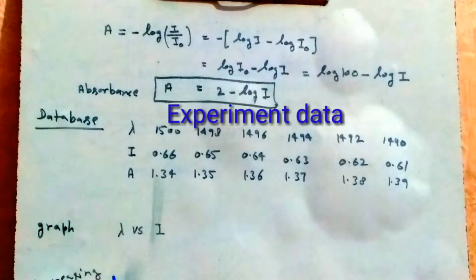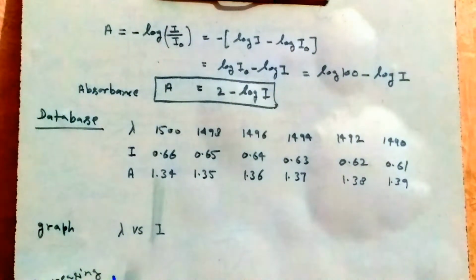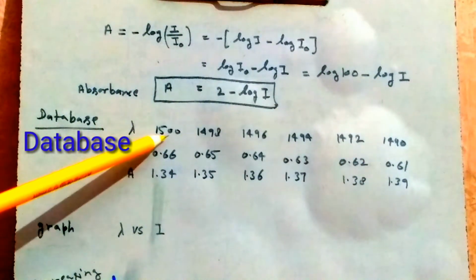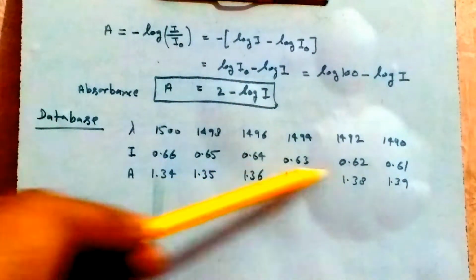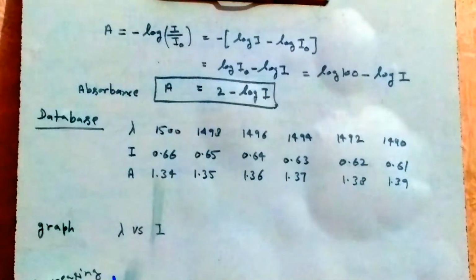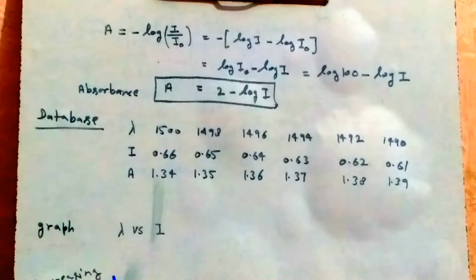By the experimental data, we receive the wavelength, intensity and absorption data, which are given in this table. The wavelength is 1500, 1498, 1496, and so on. Intensity is 0.66, 0.65, 0.64 and so on. Absorption is 1.34, 1.35, 1.36, and so on. So these are the data we take from the experiment, and if we plot the graph of intensity and wavelength from this database, we can find many peaks at the different wavelengths and intensities we are receiving.